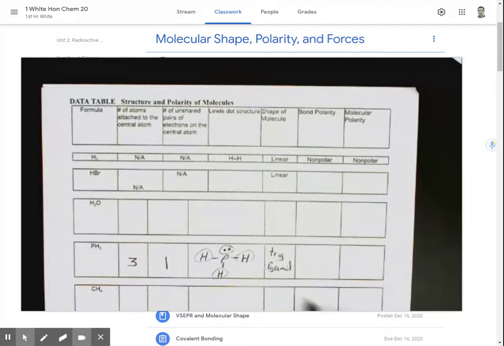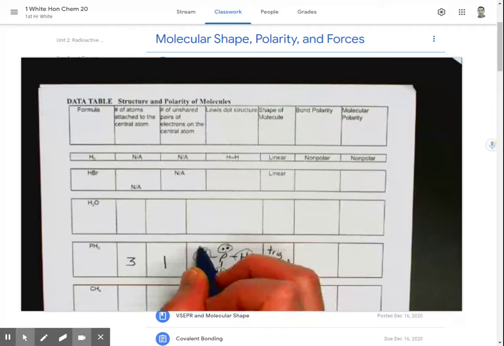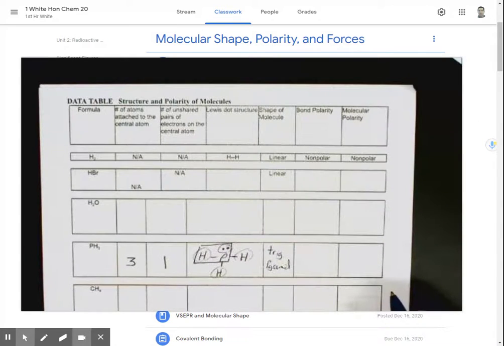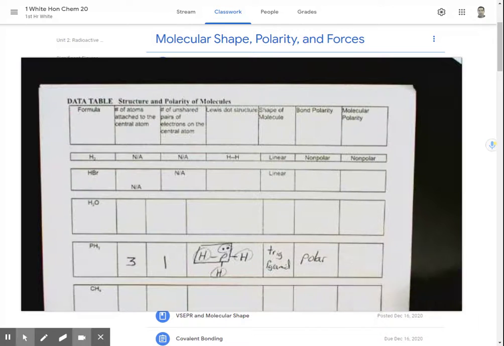Now, to do the bond polarity, it's super easy. You're just looking to see if anywhere in the whole molecule you see 2 different atoms stuck together. If you do, then that bond is at least partially polar. So look, there is a polar bond because I have 2 different atoms stuck together. So bond polarity, I'm going to say polar.